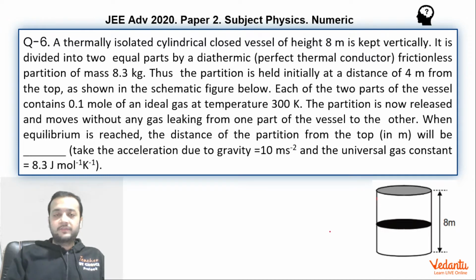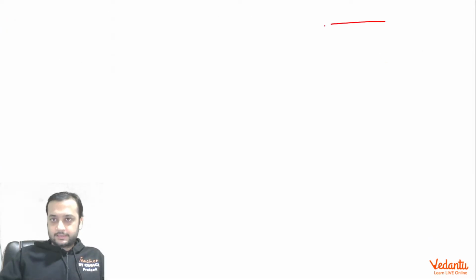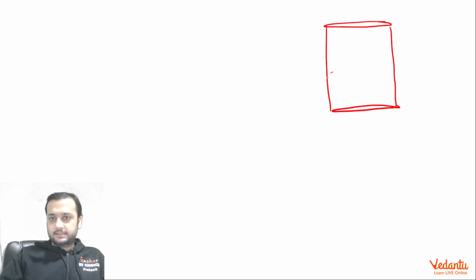So if we ignore the work done by gravity, then let us see how we solve this question. So eventually, let us say this is the top, this is the bottom, and let us say this is the final situation, where the piston has acquired equilibrium, and this is the scenario.